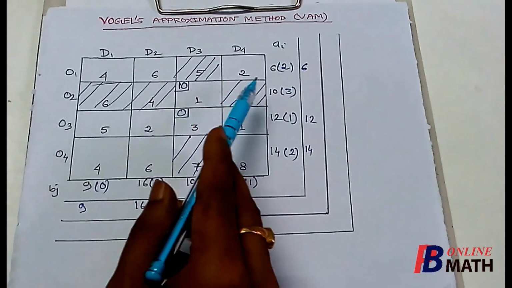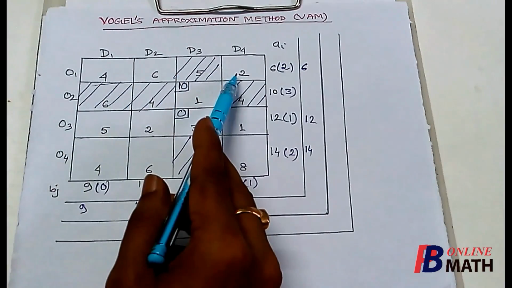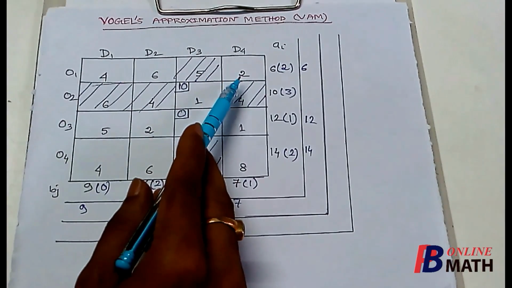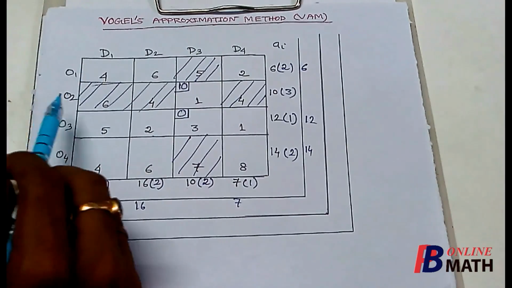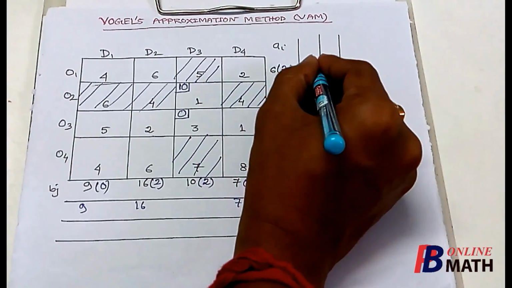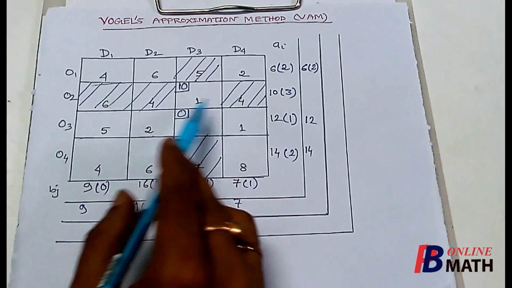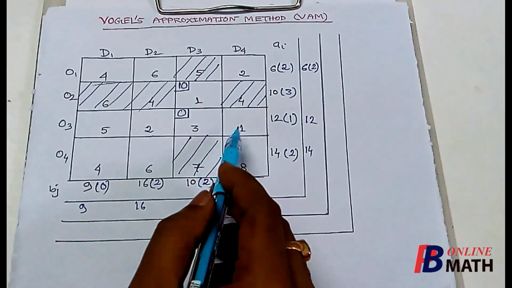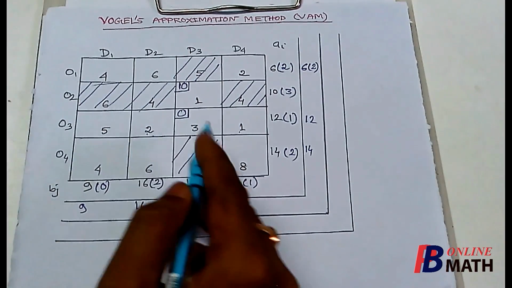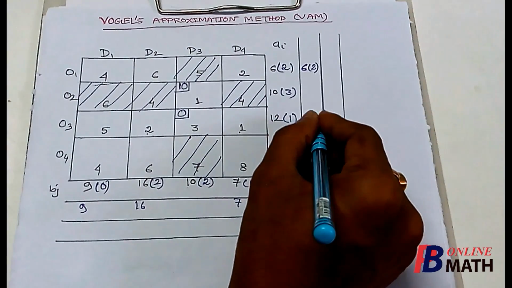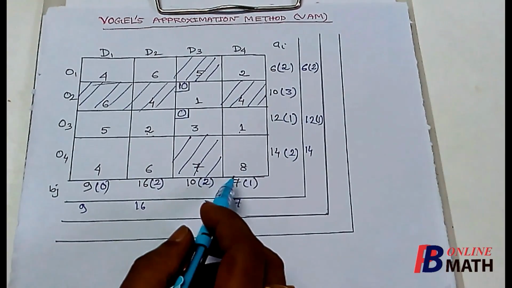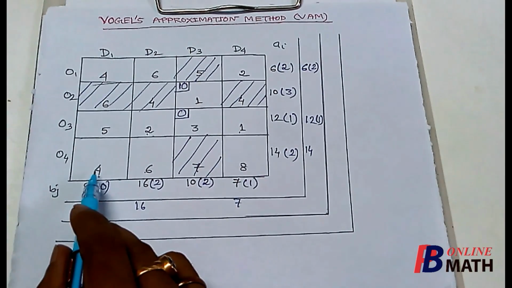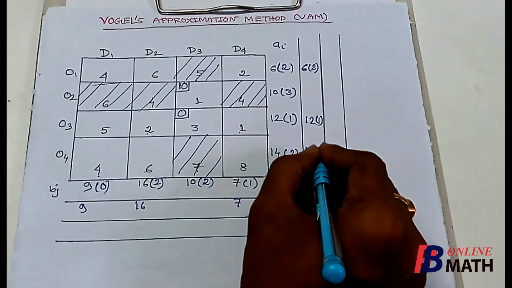If we consider the first row, then we find that the minimum cost is 2. Remember that this cost will not be considered again. So the minimum cost is 2 and the next minimum cost is 4. So the difference is 2. We write the difference within a bracket. Now no need to consider the second row again. Now consider the third row. Here we find that the minimum cost is 1. The next minimum cost is 2. So the difference is 1. We write the difference within a bracket. Consider the fourth row. The minimum cost is 4. The next minimum cost is 6. So the difference is 2. We write the difference within a bracket.